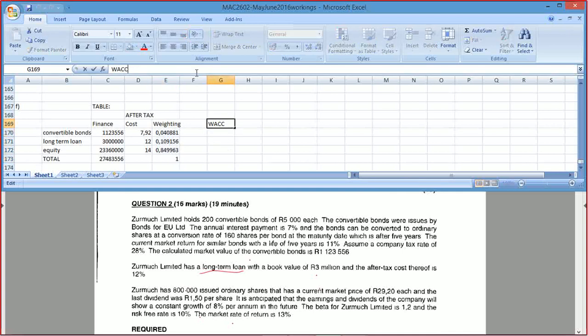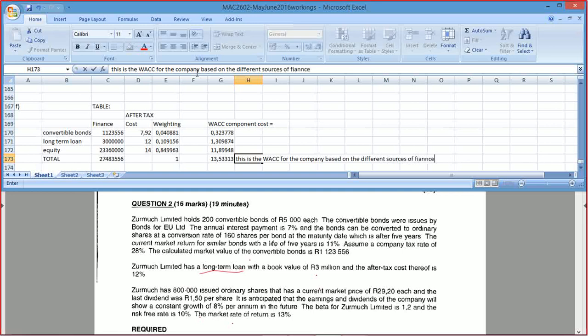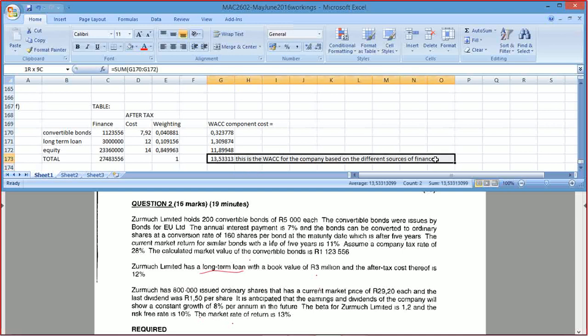So now how do I get the WACC? Well, the WACC component cost equals the cost, which is after tax already, times the weighting. Weighting times the cost, weighting times the cost, weighting times the cost. Then I sum this up. This is the WACC for the company based on the different sources of finance. There we go, that's the final answer. That's the WACC. WACC is just summing that up because they wanted a table. Make sense? Yes, sir, it does.